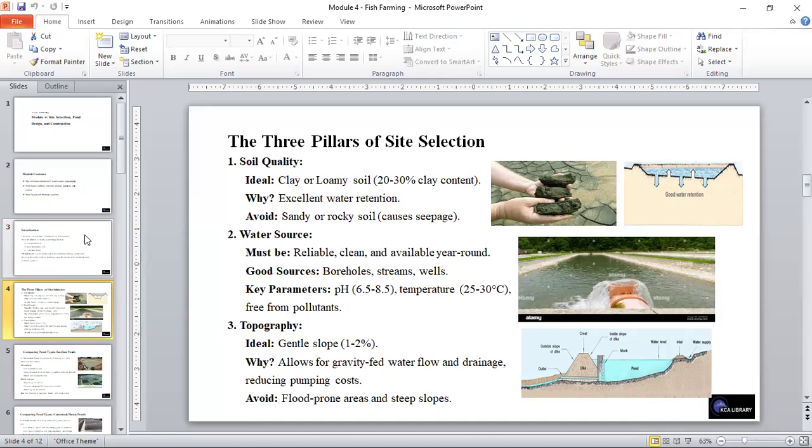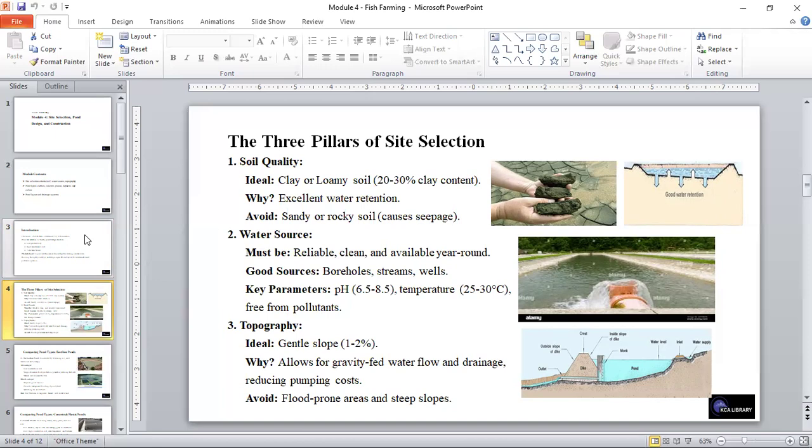Talking about the soil quality, the ideal soil for fish farming is clay or loamy. At least there should be 20 to 30% clay content. And this is because clay has excellent water retention. However, you need to avoid sandy or rocky soil because they cause seepage.